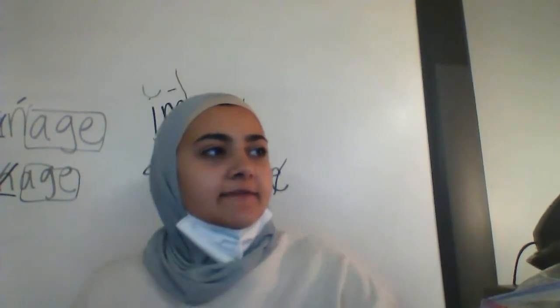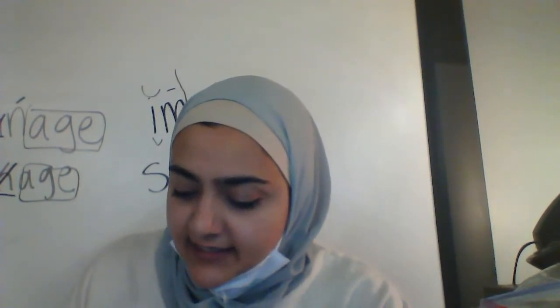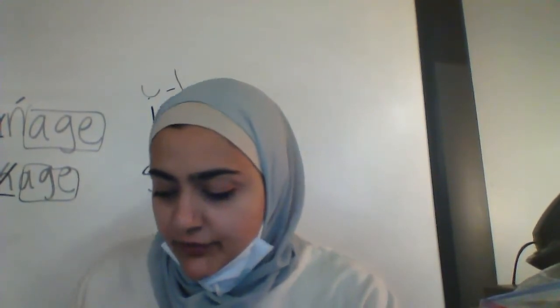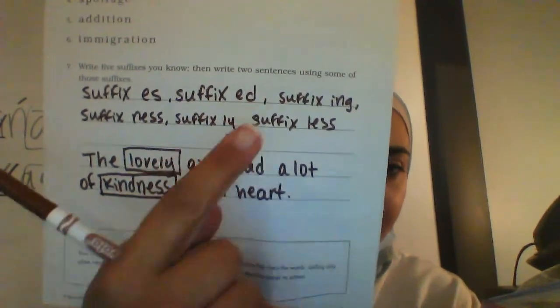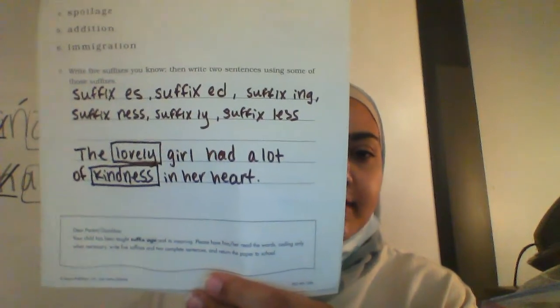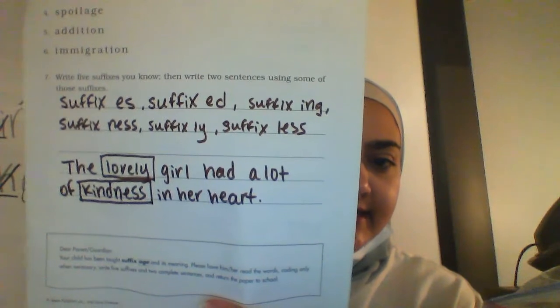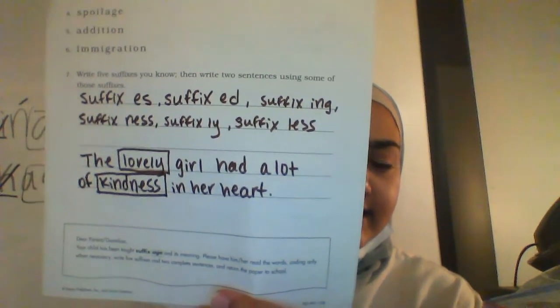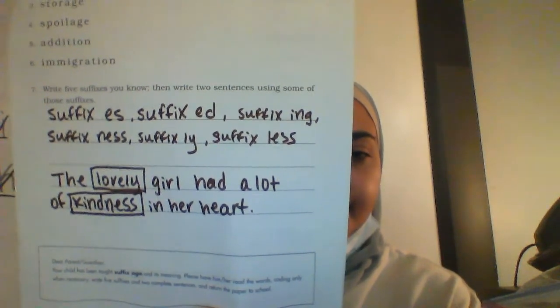I used lovely that has suffix ly. I'm going to box or highlight that word. I used kindness that has suffix ness. I'm going to box or code that word. So that's how that should look. The lovely girl had a lot of kindness. If you want to go ahead and copy down the suffixes here, you can do that. That's fine. But you're going to come up with your own two sentences. Again, the suffixes I wrote were suffix s, suffix ed, suffix ing, suffix ness, suffix ly, and suffix less. If you need some time, pause the video now.